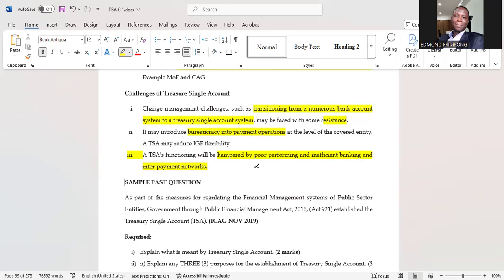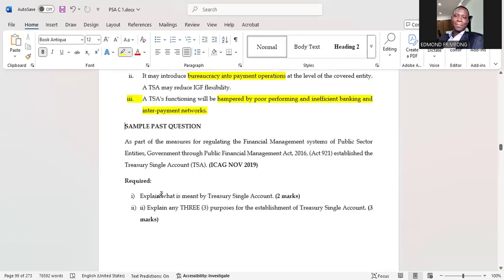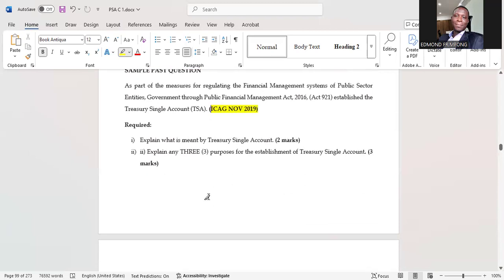So let's look at some past questions that they've asked, from government revenue and expenditure up to TSA. So the question is that as part of the measures for regulating the financial management system of public sector entities, government through the Public Financial Management Act 2016, Act 921, established the Treasury Single Account. This is a past question from ICAG November 2019. What are we required to do? We are required to explain what is meant by Treasury Single Account for 2 marks.